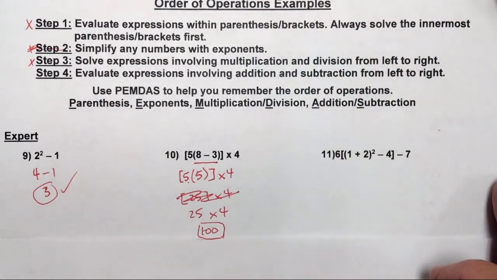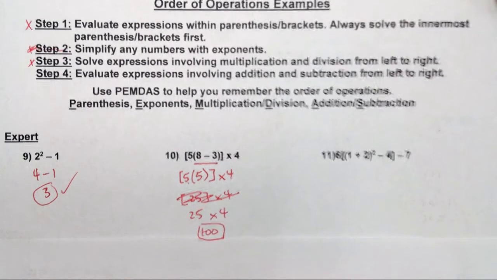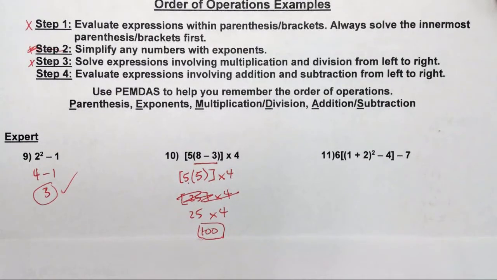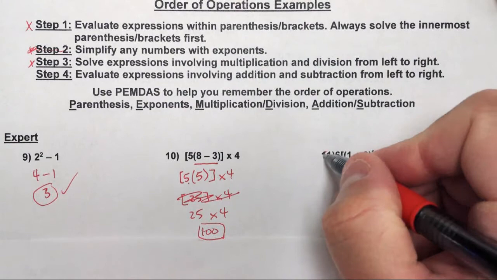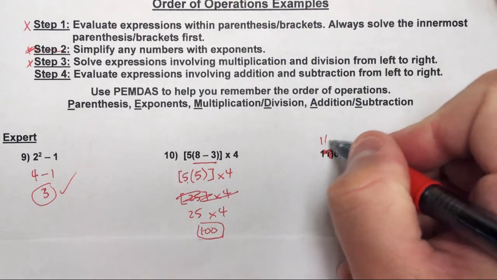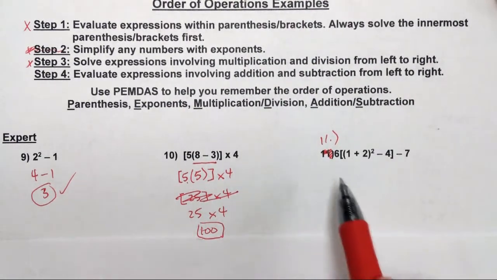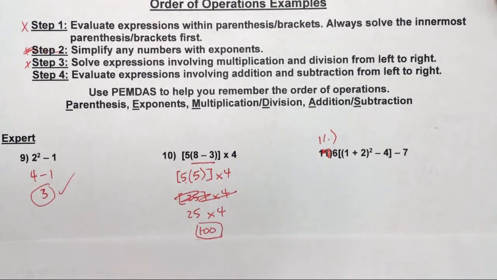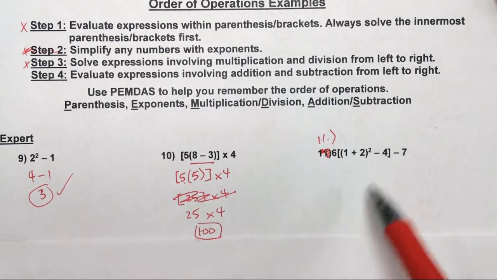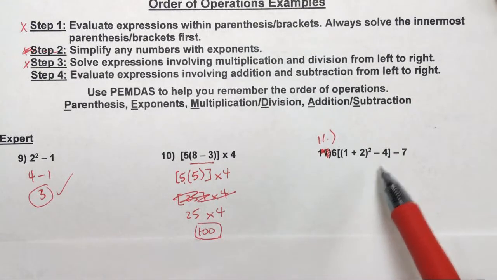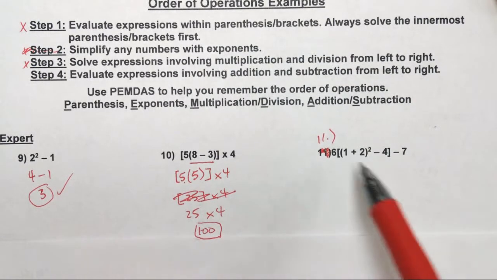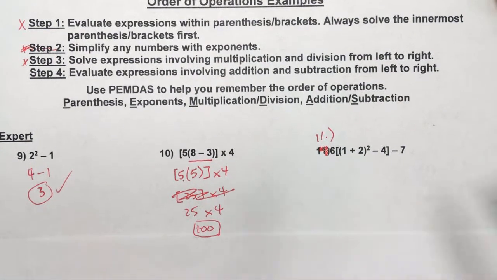And then the last problem I have is just a whole bunch of stuff in one big problem. This is number 11, I wish I moved this over. This is just 6 times whatever. So this is pretty wild, right? Because we've got parentheses here. I've got an exponent, another set of parentheses or brackets, if you will. There's addition, subtraction. There's even a multiplication in here. So this is really a challenging problem.